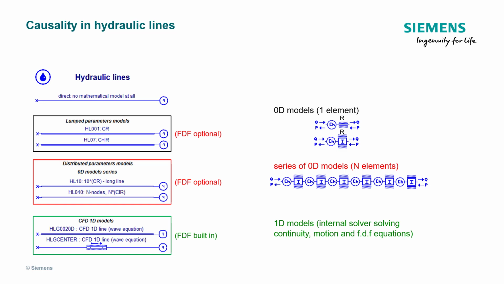For lumped parameters model, we can consider that the model consists of one chamber and one resistance element. For distributed parameters model, we can also consider that they consist of several series pipes. And the CFD1D model uses the method of finite element analysis, so it uses the internal solver to deal with continuity, motion, and FDF equations.